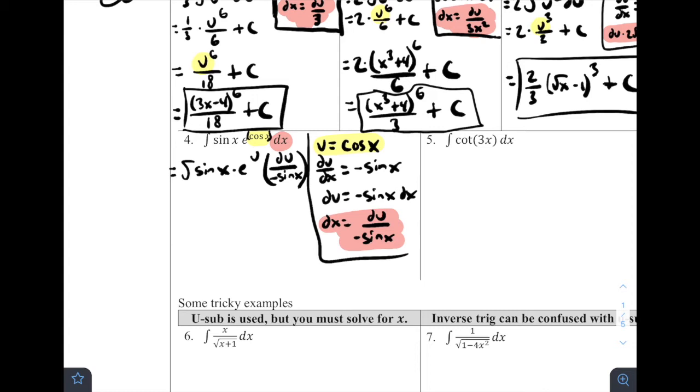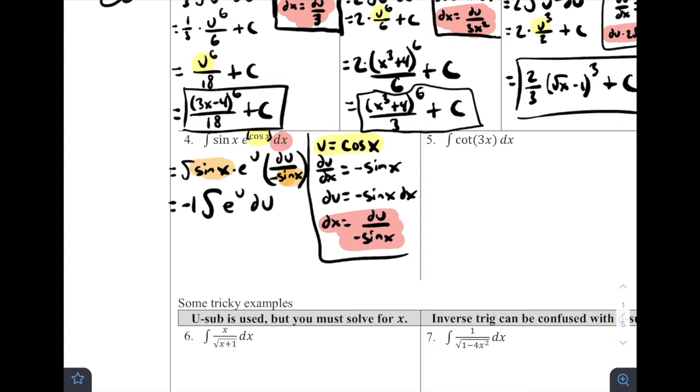Now, conveniently for us, what do we see that cancels? Well, we see the sine of x and the sine of x are going to cancel out, leaving a negative sign, which I'm going to pull outside of the integral. That's like a negative 1 as the constant. So that's going to be negative 1 times the integral of, well, what's left? e to the u du.